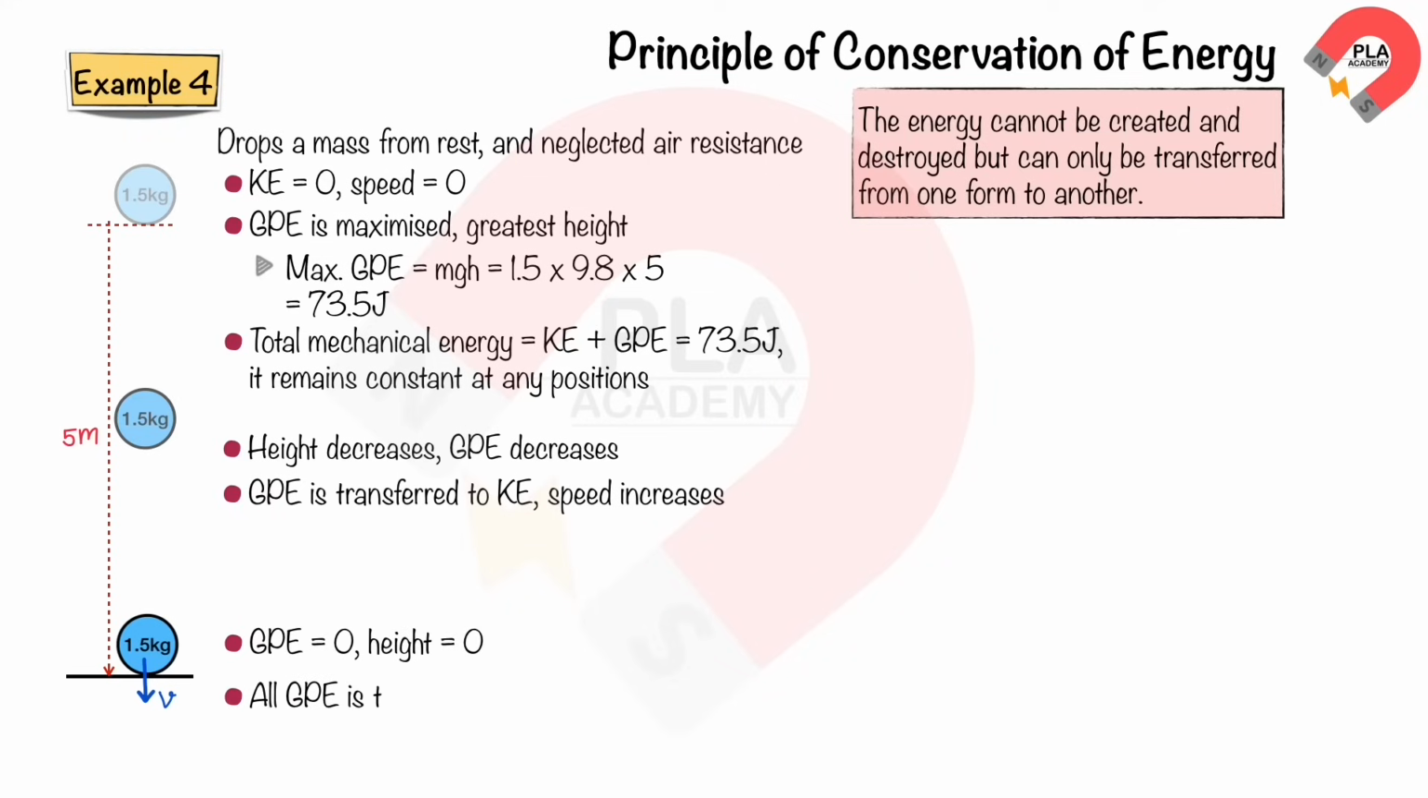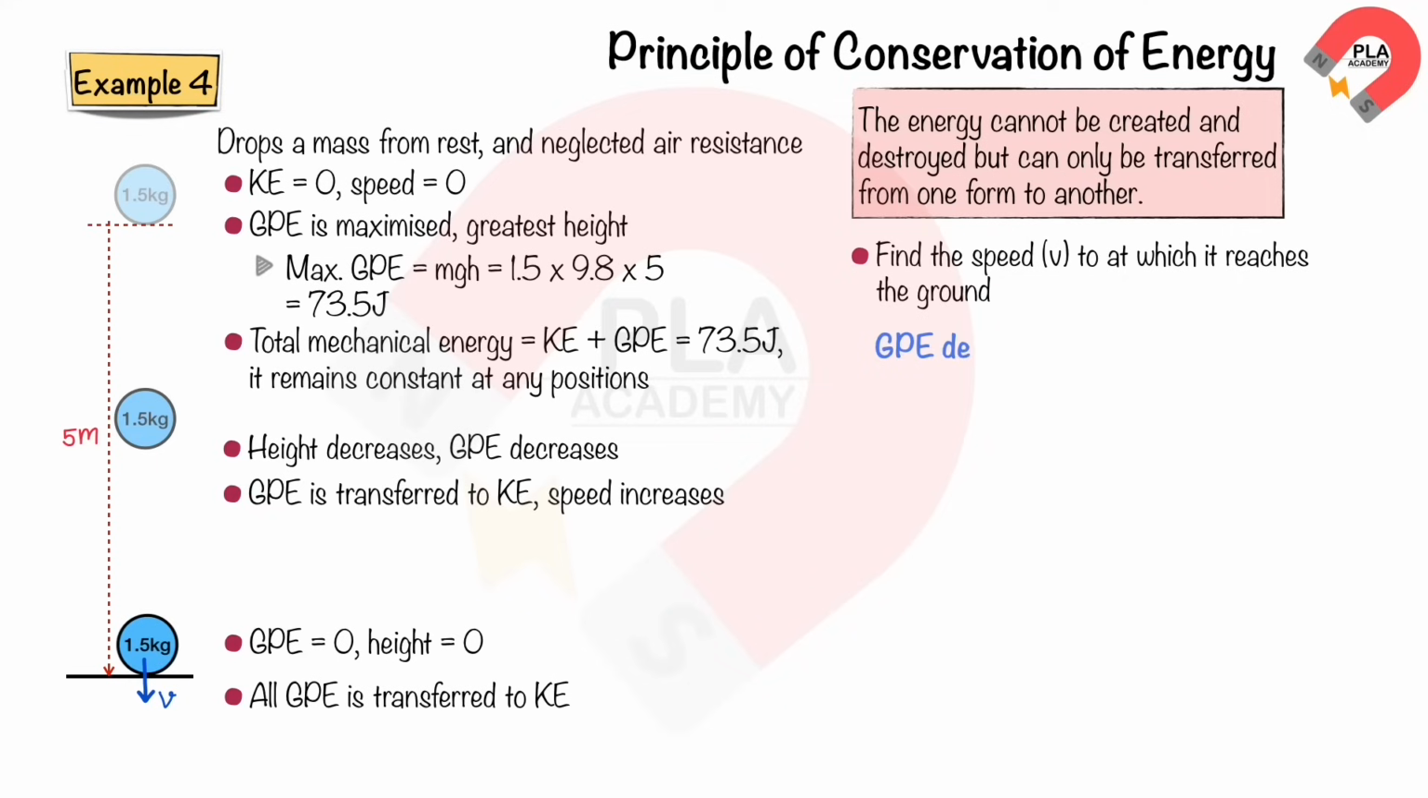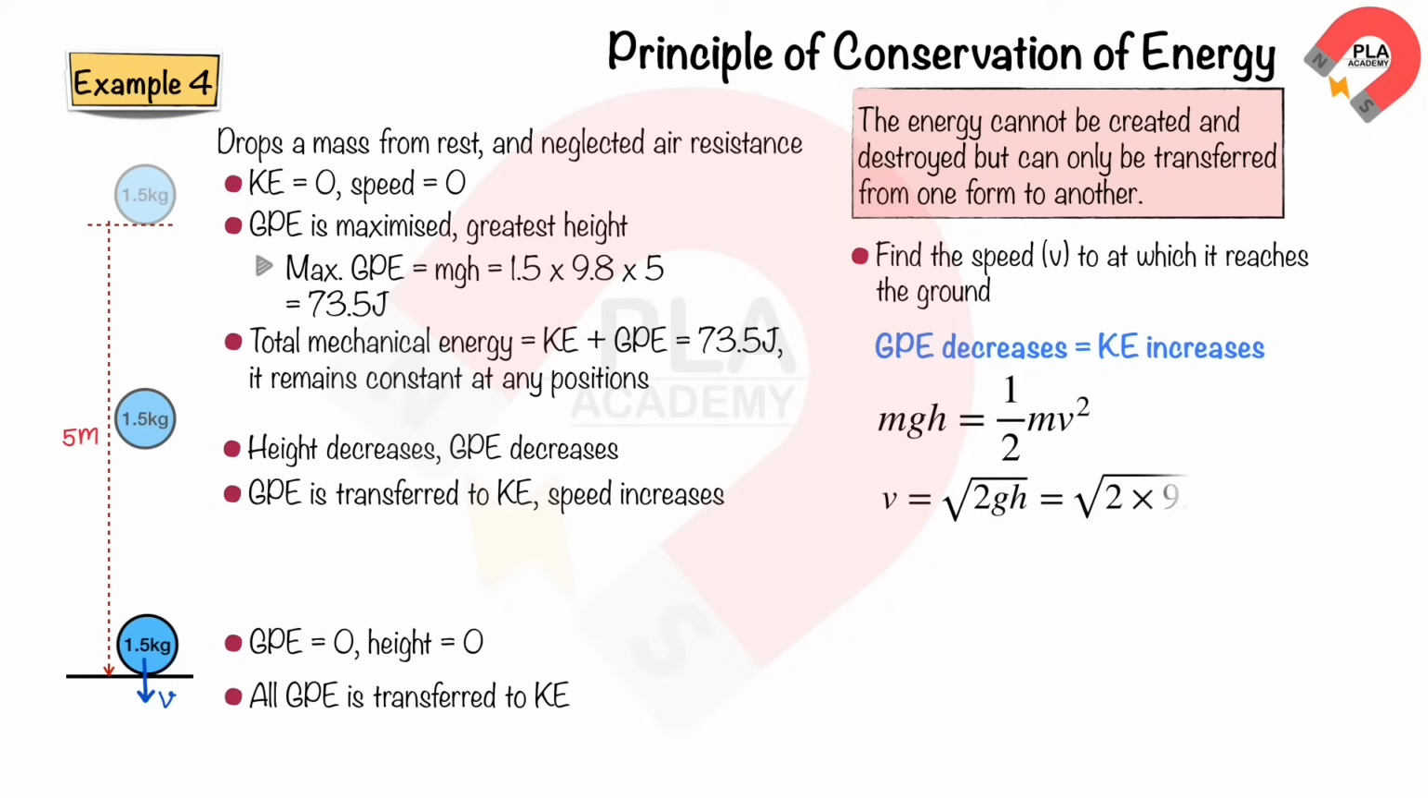At this point, all gravitational potential energy has been transferred to kinetic energy. To find the speed, v, at which it reaches the ground, we can apply the principle of conservation of energy. The decrease in gravitational potential energy is equal to the increase in kinetic energy. Using the equation mgh equals half of m times v squared, we can rearrange it to v equals the square root of 2gh.